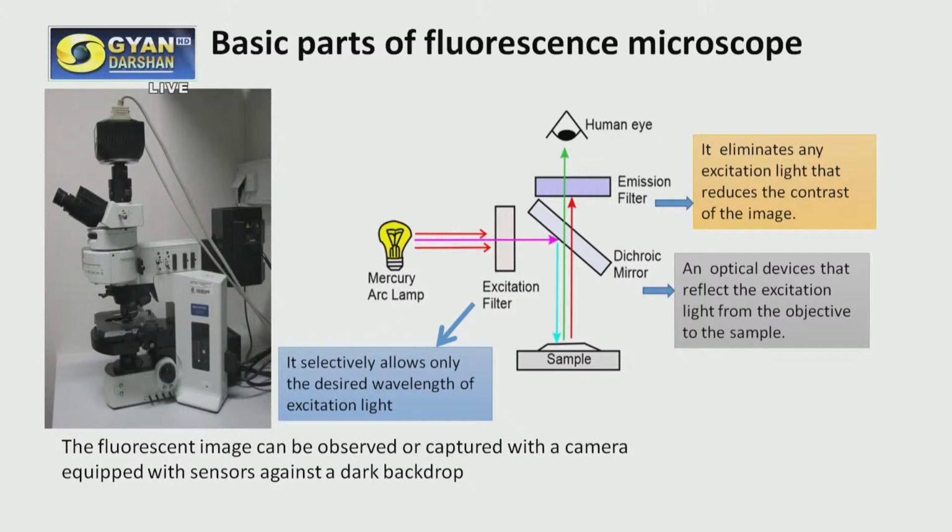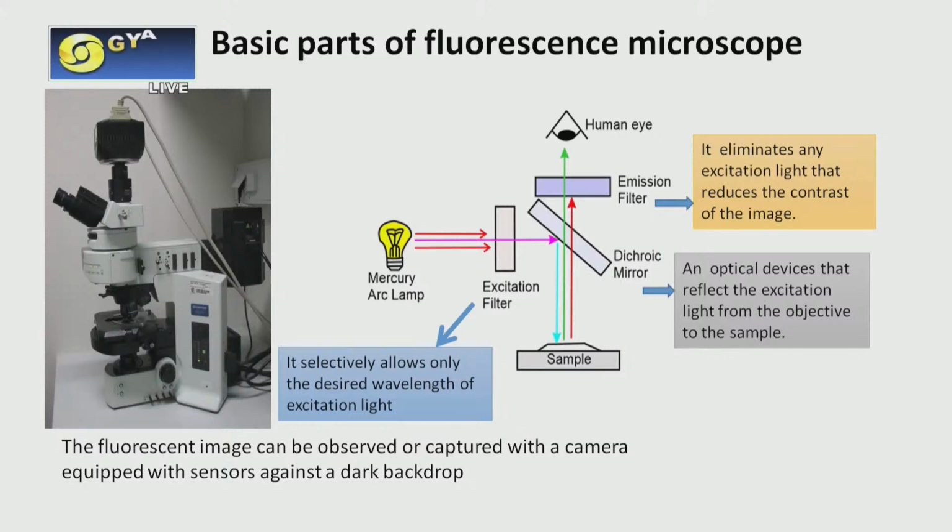It is an optical device that reflects the excitation light from the objective to the sample. Another filter is the emission filter. The emission filter eliminates any excitation light that reduces the contrast of the image. So this is the whole setup of the basic components of the fluorescence microscope built into the instrument.